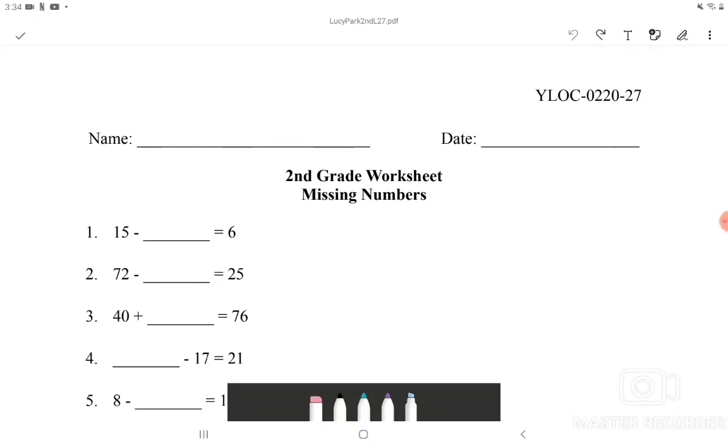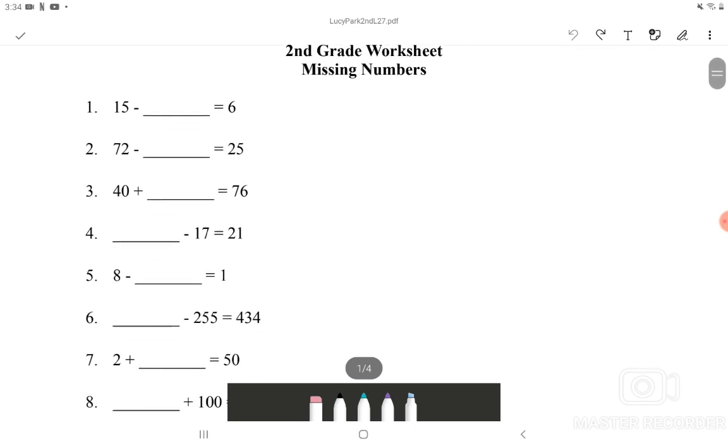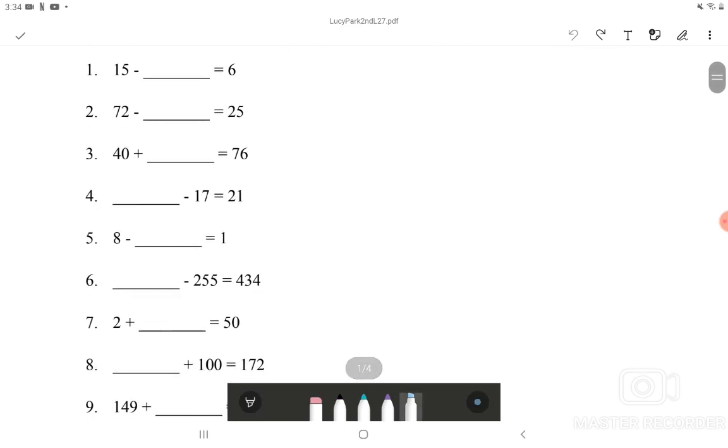This video is for 2nd grade lesson 27, and I'll be solving some of the questions for each section. The first section is missing numbers, and I will start with number 1. Number 1 says 15 minus blank is equal to 6, and this could be written as 15 minus 6 equals blank, because this blank number and 6 will add up to 15.